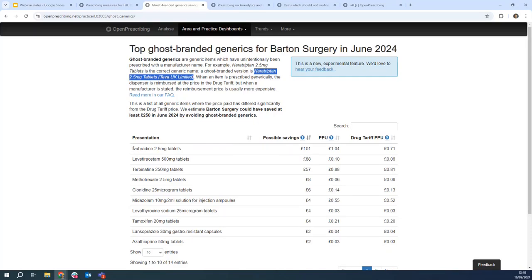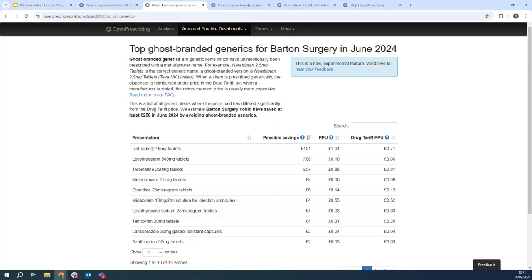So what we work out is how much you're paying per unit, so say per tablet for that item, and then we compare it against what everyone else in the country is paying. And if you're paying more and you're prescribing the same thing, it's likely it could be a ghost branded generic prescription. So here we can see for ivabradine 2.5 milligram tablets, this practice is paying £1.04 per tablet, but nationally, or the drug tariff price would be 71p per tablet. So there's been a slightly higher amount spent here.